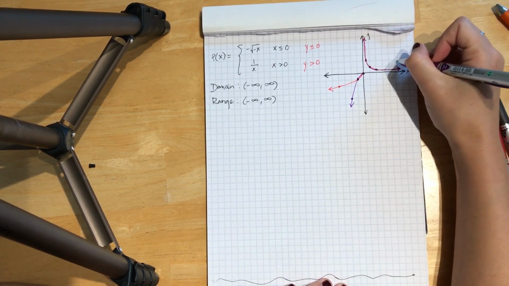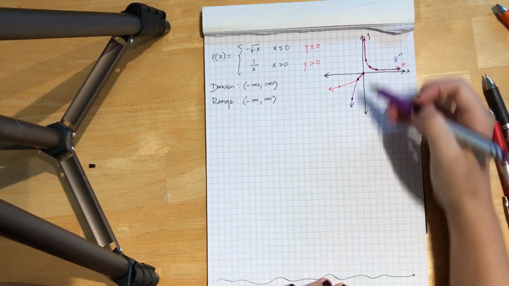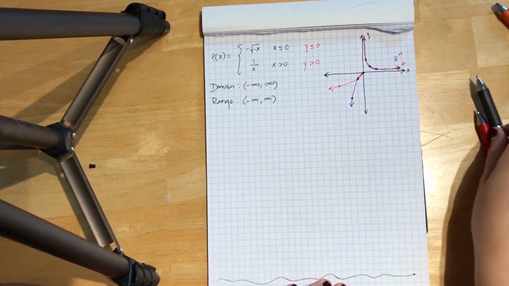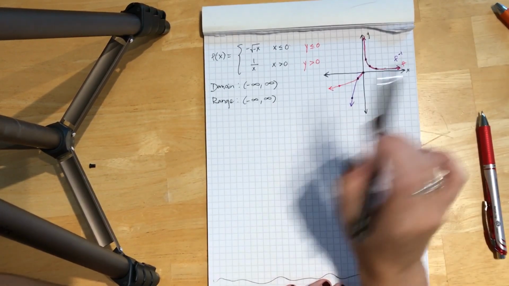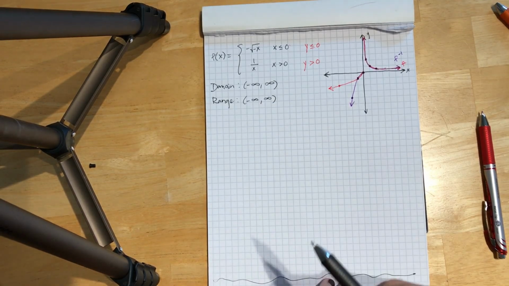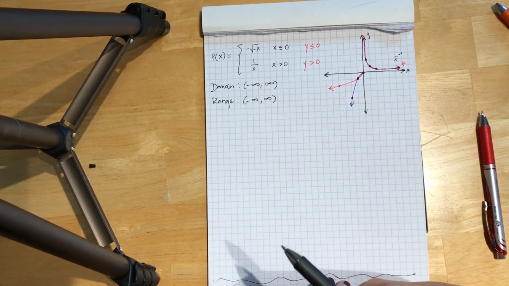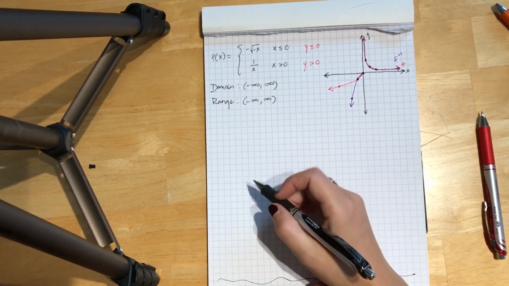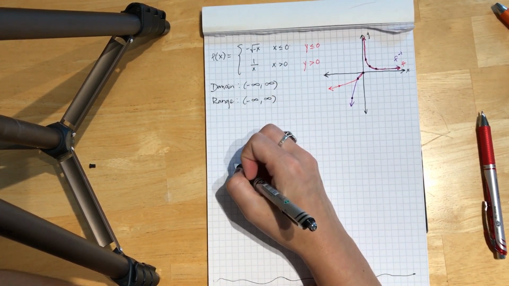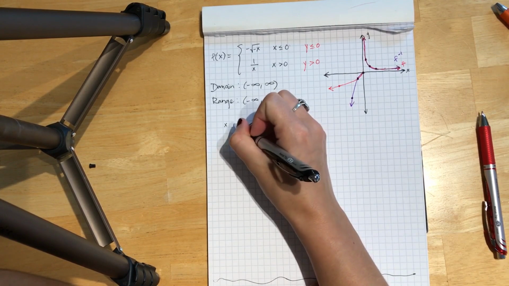And I'll show you after we find the equation that it matches up with this purple graph. Okay, so that's something that I haven't shown you before, but that you should be able to extend and know from your knowledge of inverse functions. So let's find the inverse of this first piece. So remember, we switch the x and the y.